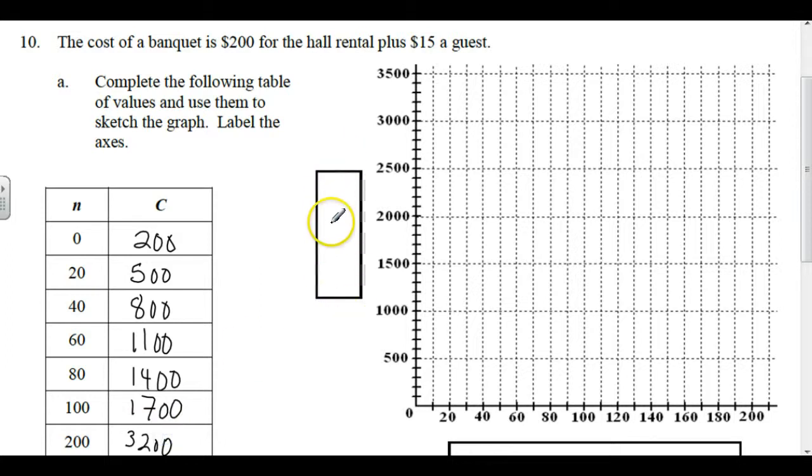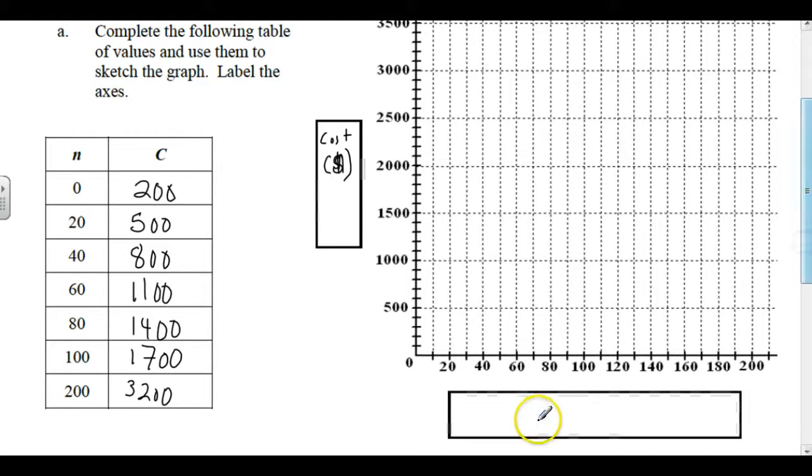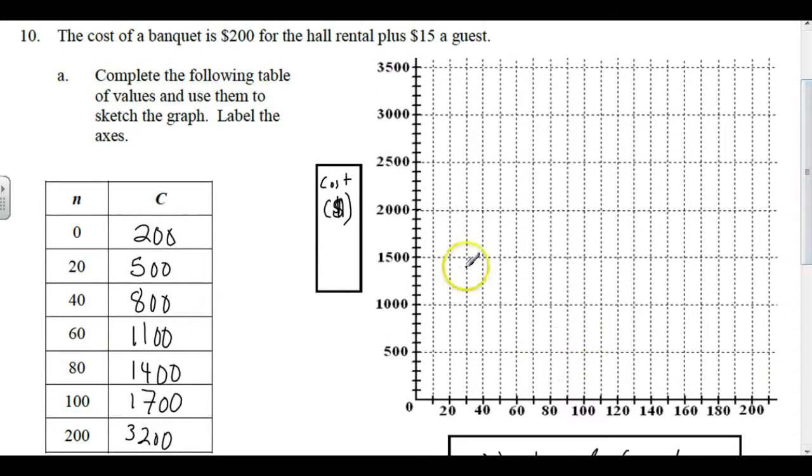I should be writing this sideways, but I don't write sideways on that one, so I'm just going to say cost in dollars, right? We need units on there, and number of guests. And we don't need units because number of guests is a number. Okay, plot them. Sketch the graph, plot. So 0, 200. If nobody comes, it's $200 for the hall rental.